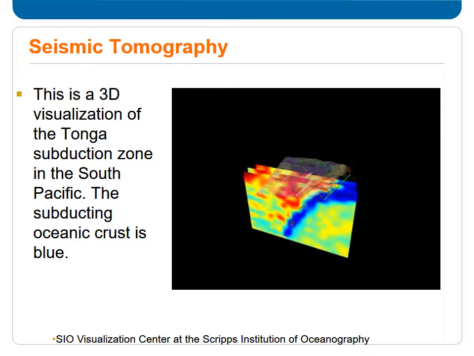Tomography is the study of the internal properties of a body by observing the behavior of rays passing through the body. Seismic tomography uses mathematical modeling of P and S wave travel times to map velocity perturbations in the interior of the Earth. Similar to the process of a CT scan, the 3D visualization of the Tonga subduction zone in the South Pacific shows the subducting oceanic crust in blue.